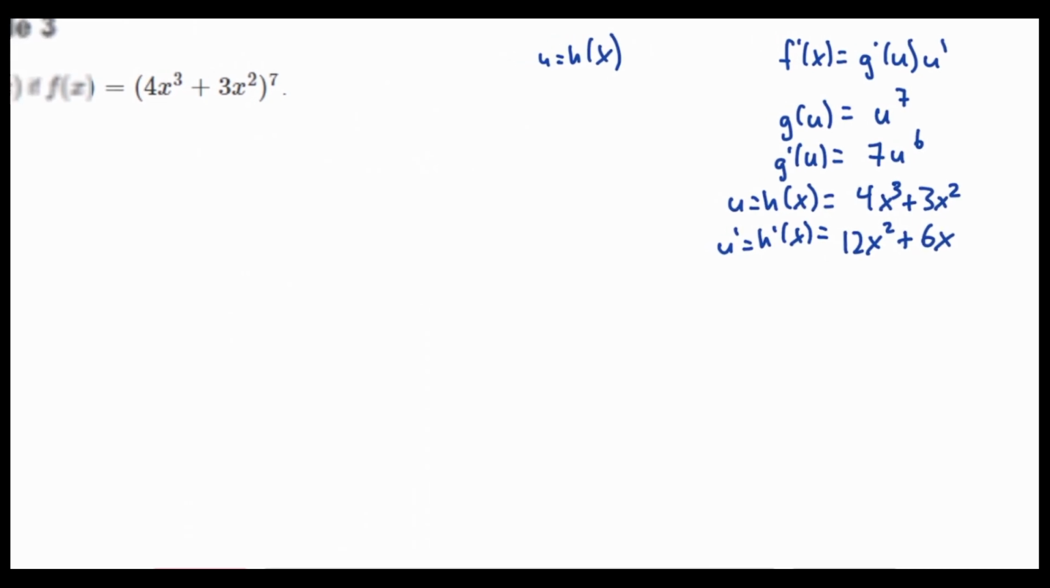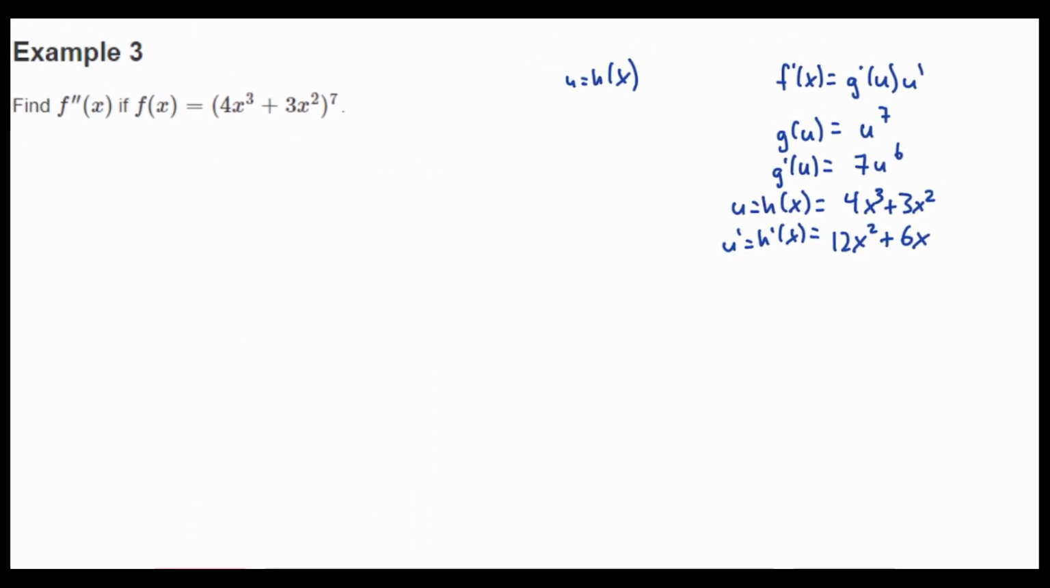All right, now that I have my pieces together, let's apply chain rule. So the first derivative, f prime x, is going to be g prime of u. So g prime is right here of u. So 7 u to the power of 6. What does u equal? u is just my inner function, and that's what we have identified right here as well. So 4x cubed plus 3x squared times u prime, which is my h prime x, which is that term right there. So times 12x squared plus 6x.